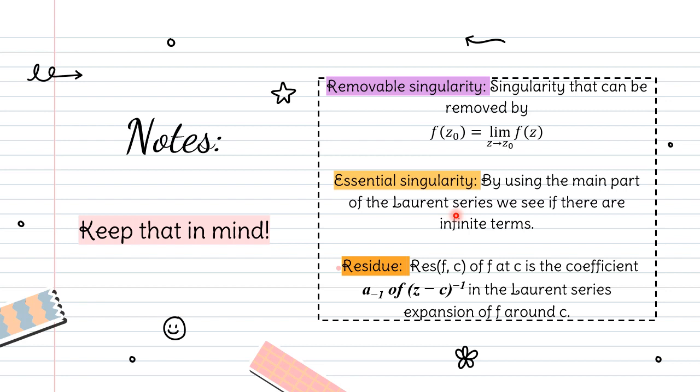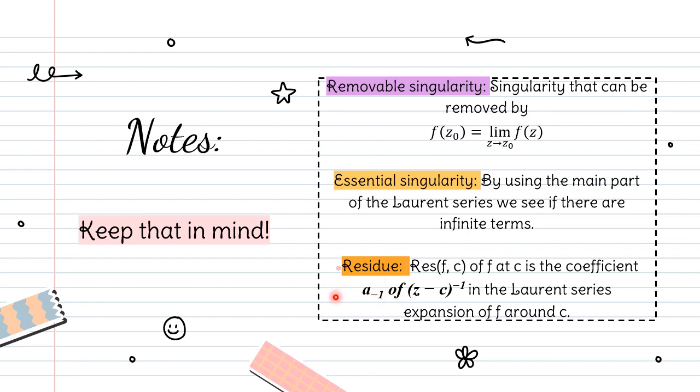And last but not least, we got the residue. We need to know exactly what the residue is and how we calculate it. So in this case, the residue of a certain function f at c, where c is a constant, is the coefficient a sub negative 1.